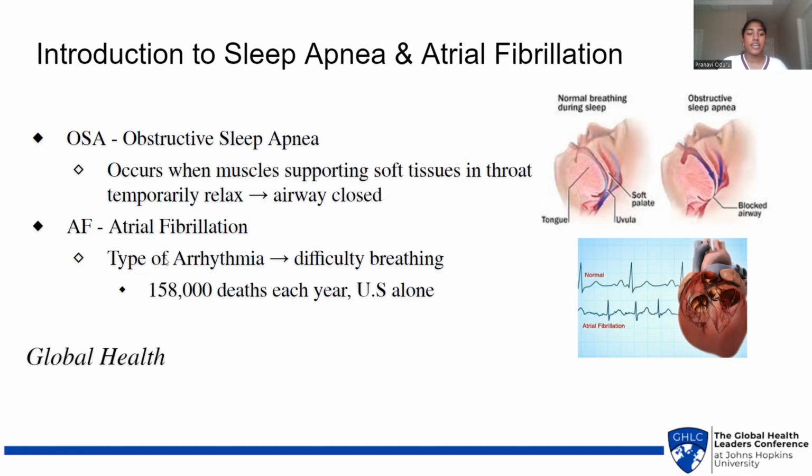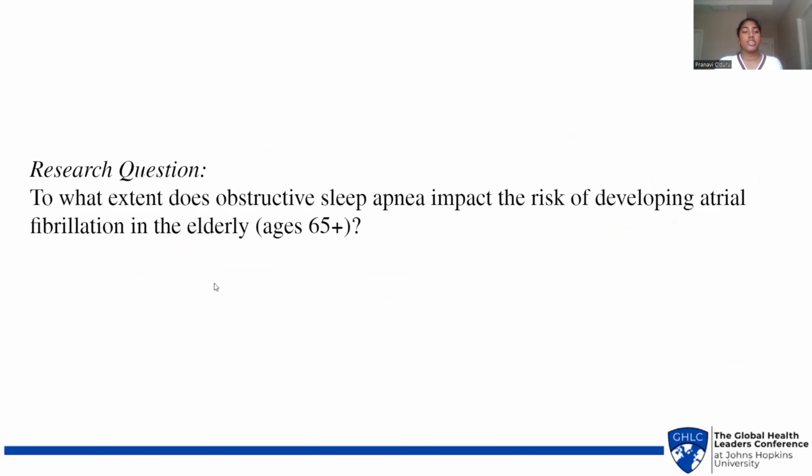Now, OSA and AF both relate to this idea of global health, since they both still require effective screening methods and further research to develop better treatments. In addition, they affect the elderly population, as I will talk about further in the slides. But it's not just the elderly population in one country like the US, rather it's global. So it's a global situation that still needs to be further researched. Now my research question is, to what extent does obstructive sleep apnea impact the risk of developing atrial fibrillation in the elderly, specifically ages 65 and above?